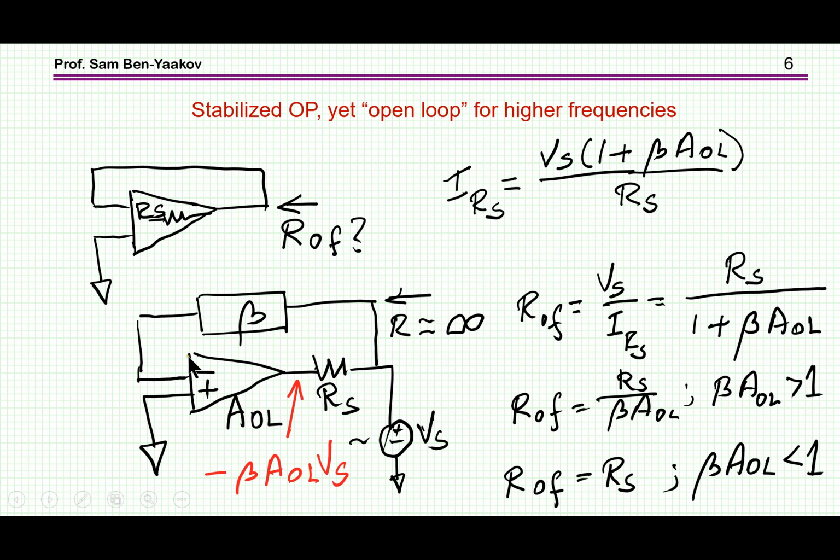Now, why do you like to have the feedback? You like to stabilize the system. So you can stabilize the system in such a way, with such a beta, that at higher frequencies this beta will drop down, becoming beta A smaller than 1, and then you can do the measurement and get the output impedance.